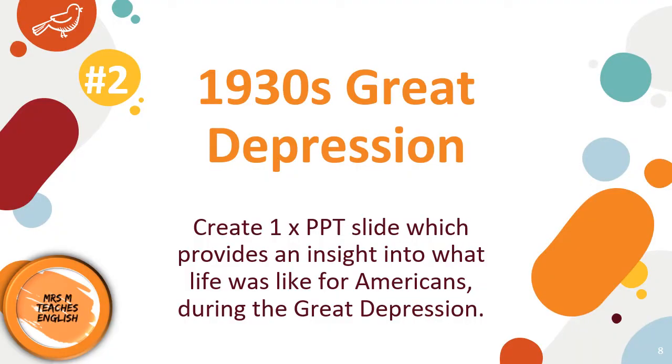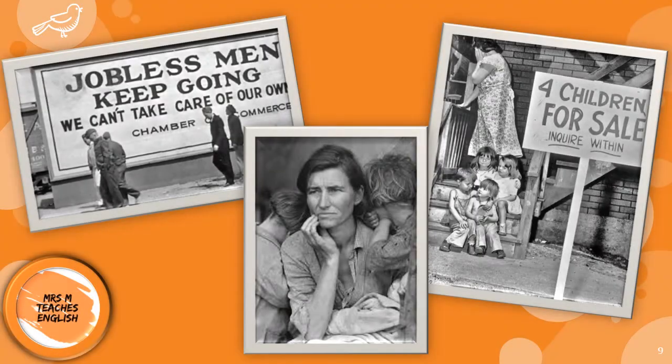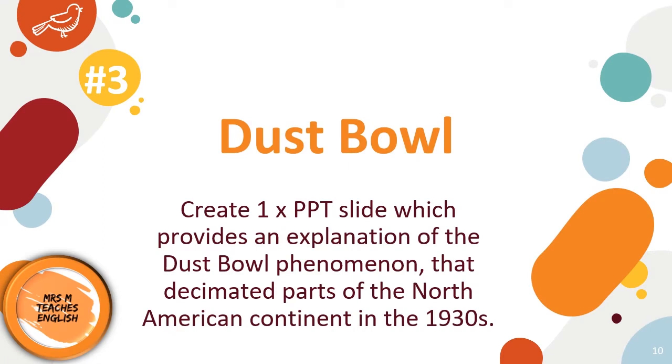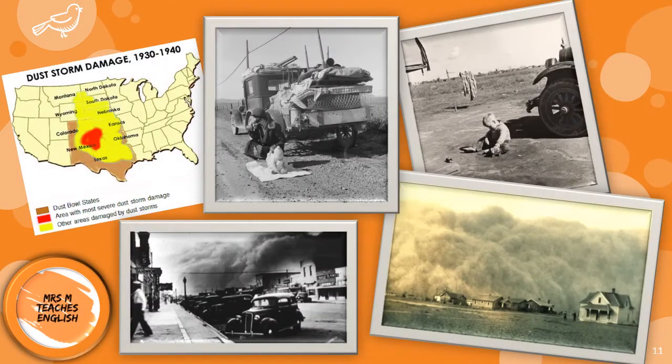The second topic is about the Great Depression, which started with the Wall Street crash of 1929. Your slide should focus on the devastating effects of this depression in the United States. Related to the economic hardship of the Great Depression is the story of the dust storms that decimated much of the Midwest. Your slide should educate your class about the resulting Dust Bowl.